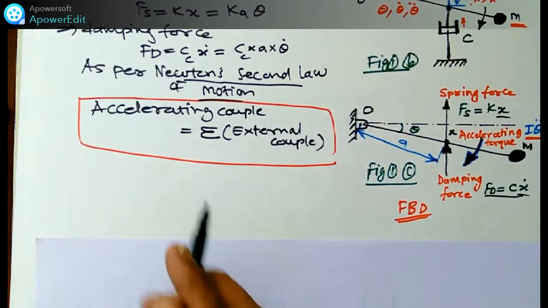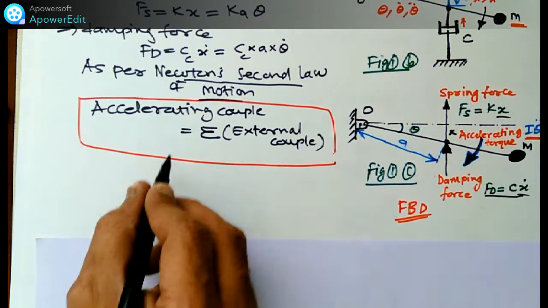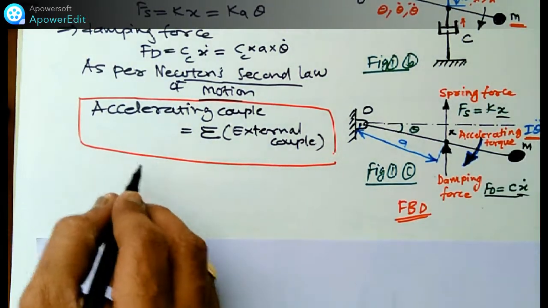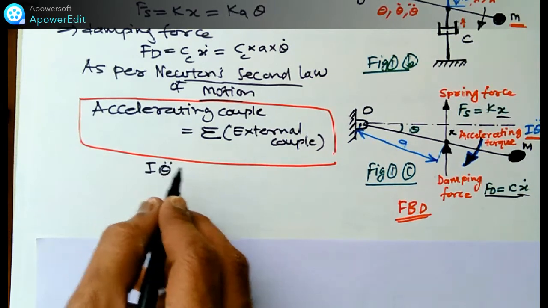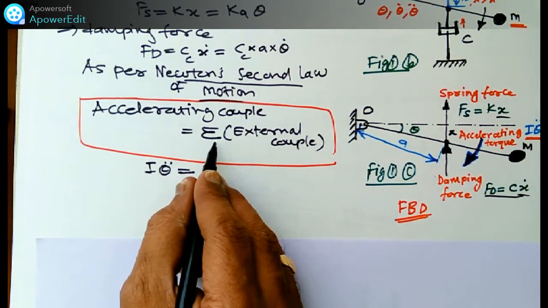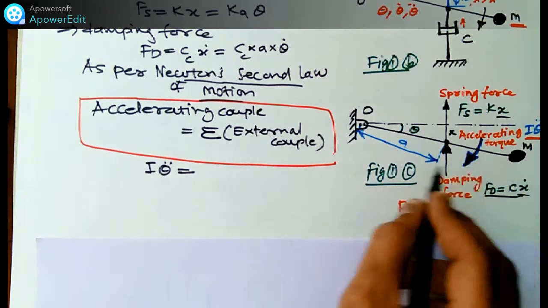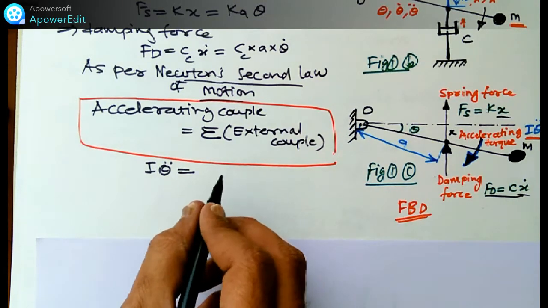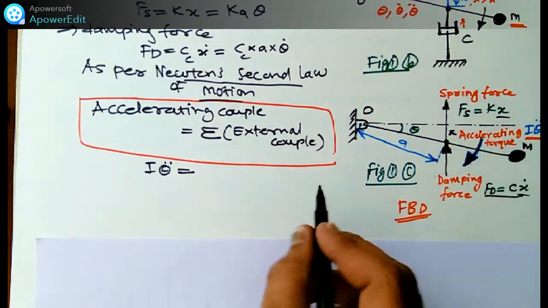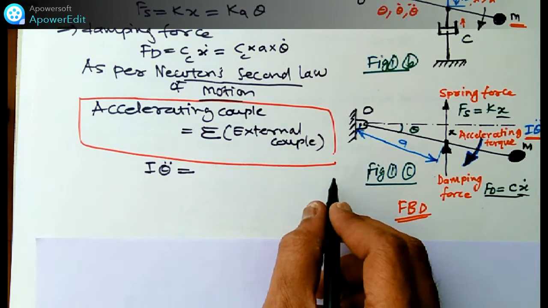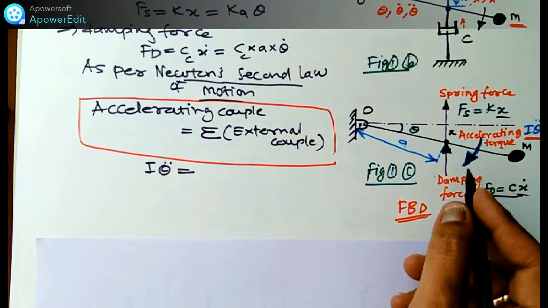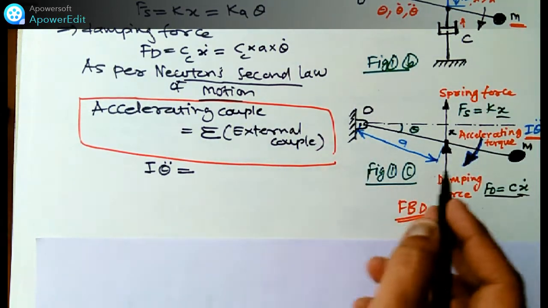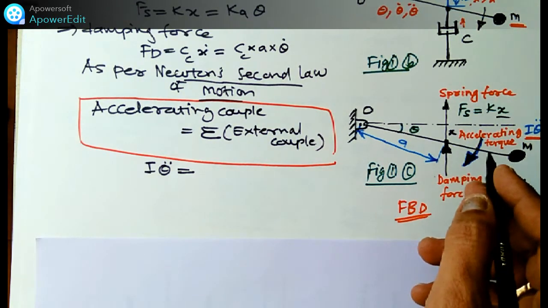This accelerating couple, here accelerating torque, its value is I theta double dot, which is equal to the summation. This symbol is summation, meaning addition of all the couples. Two couples are there, the spring force and the damping force. These are added here, and these are in the upward direction. So in the upward direction, these couples are formed due to this force, which is at a distance of a. So these couples are in which direction? They are in clockwise and anti-clockwise directions.